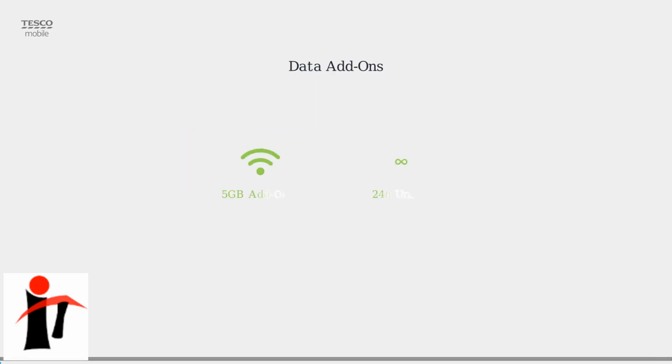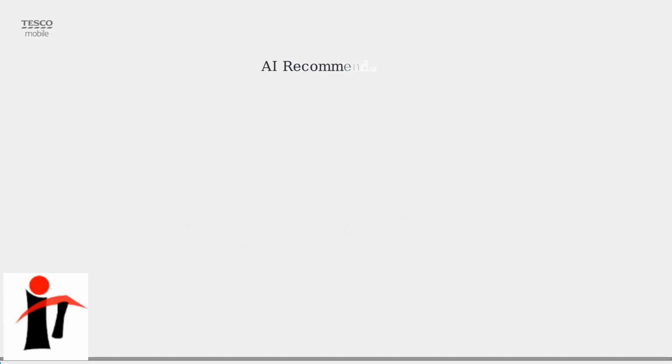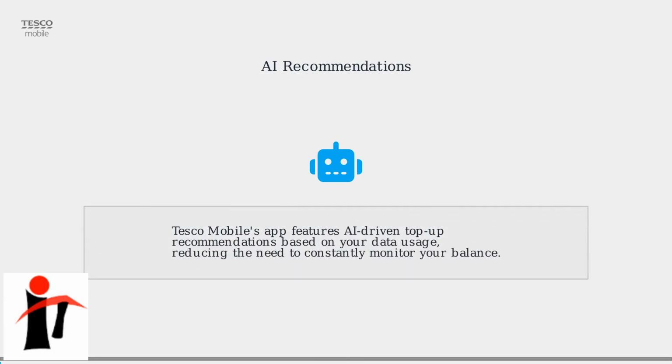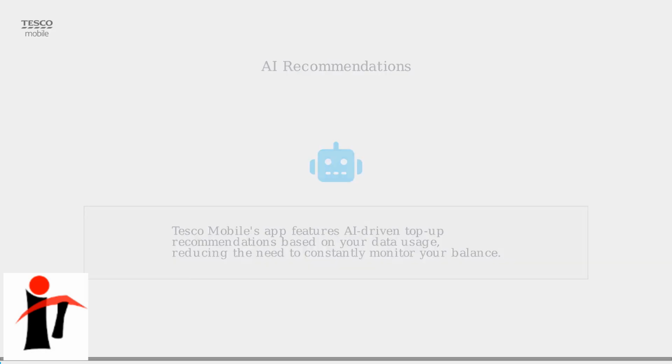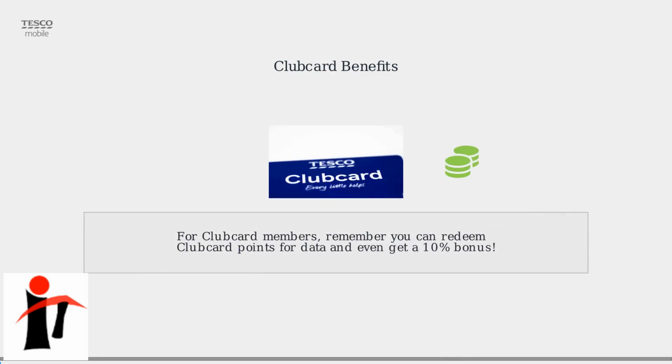Also, learn about add-ons. These are extra data packs that you can purchase on demand, stacking with your existing allowance. For example, you might grab a 5 GB add-on or even unlimited data for 24 hours. Tesco Mobile's app features AI-driven top-up recommendations based on your data usage, reducing the need to constantly monitor your balance. For Clubcard members, remember, you can redeem Clubcard points for data and even get a 10% bonus.